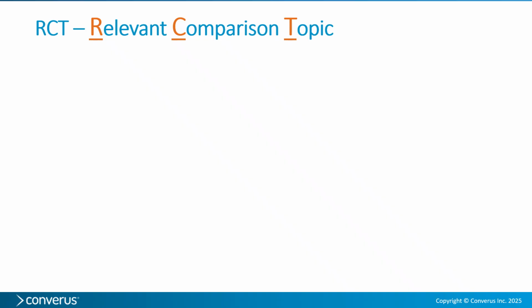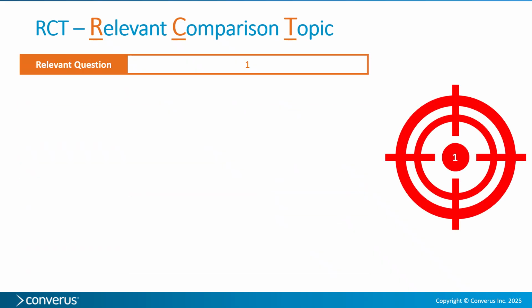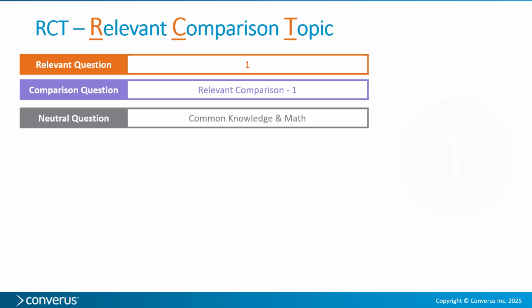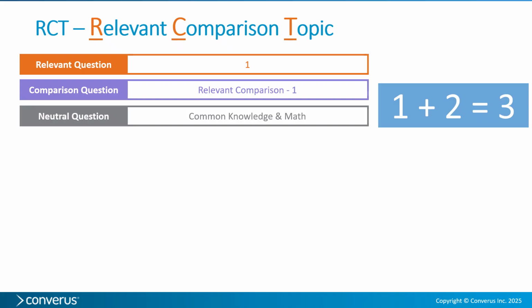I'd finally like to mention the RCT protocol. It stands for Relevant Comparison Topic. It is the very first EyeDetect protocol and has since been updated to the MCT. As such, it shares a few similarities with the MCT. First, its total number of relevant topics is 1. For its comparison question, it uses 1 relevant comparison topic. It has both math and common knowledge neutral questions.